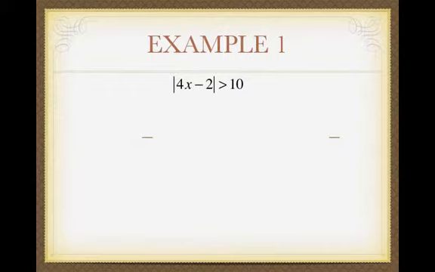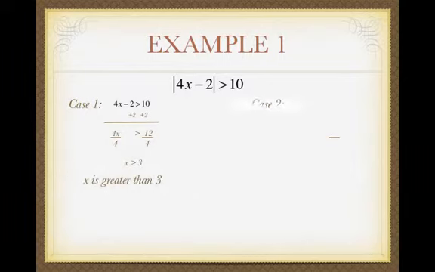So for our first example, we have the absolute value of 4x minus 2 is greater than 10. So for case 1, we're going to rewrite that inequality without the absolute value symbols, and then we'll solve it. The first step is adding 2 to both sides, and we get 4x is greater than 12. Okay, and then we just want to divide both sides by 4. And after dividing by 4, we get x is greater than 3.